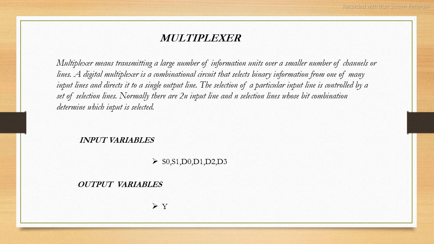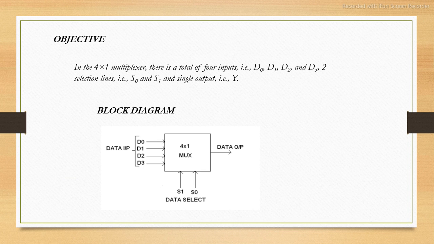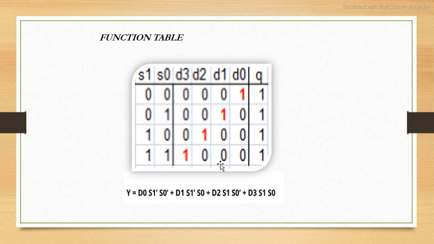The input variables are S0, S1, D0, D1, D2, D3 and the output variable is Y. They have four inputs D0, D1, D2, D3 and two select lines S0, S1, and the output is Y. This is a block diagram for the multiplexer: D0, D1, D2, D3 and the output.